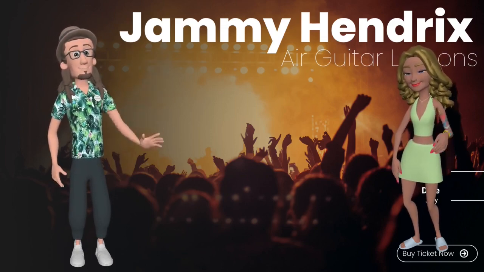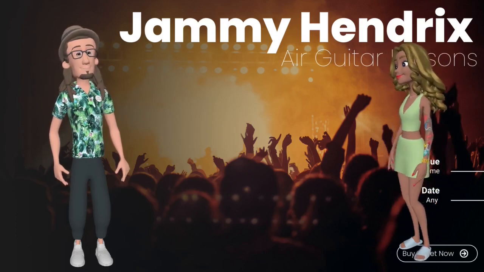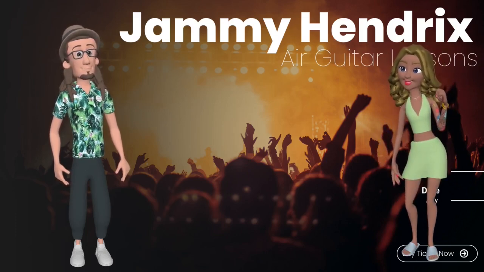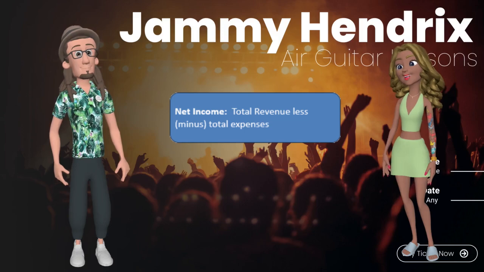Welcome back. Now that September is done, we can find out if we made a profit. Right. We know you earned some revenue, but you also had some expenses. In accounting, when your revenue exceeds your expenses, you have a net income.